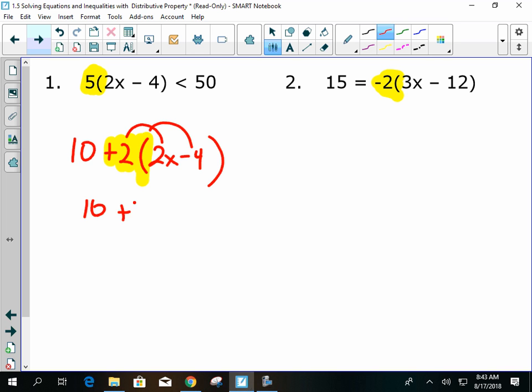10 plus 4x minus 8. 4x plus 2 would be your answer here, okay? There's no equal sign. You can't tell me what x equals here. If you don't see an equal sign, the only thing you can do is simplify. Okay.